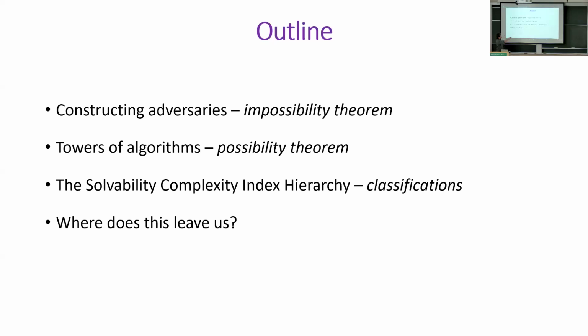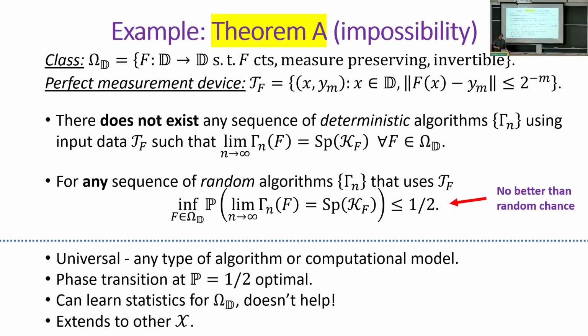Okay, so let's start off with the impossibility theorem. We're going to launch straight in. D here is the unit disk. I'm going to consider a class of dynamical systems, where F is continuous, measure preserving, and invertible. These induce unitary Koopman operators, so the spectrum is a subset of the circle.